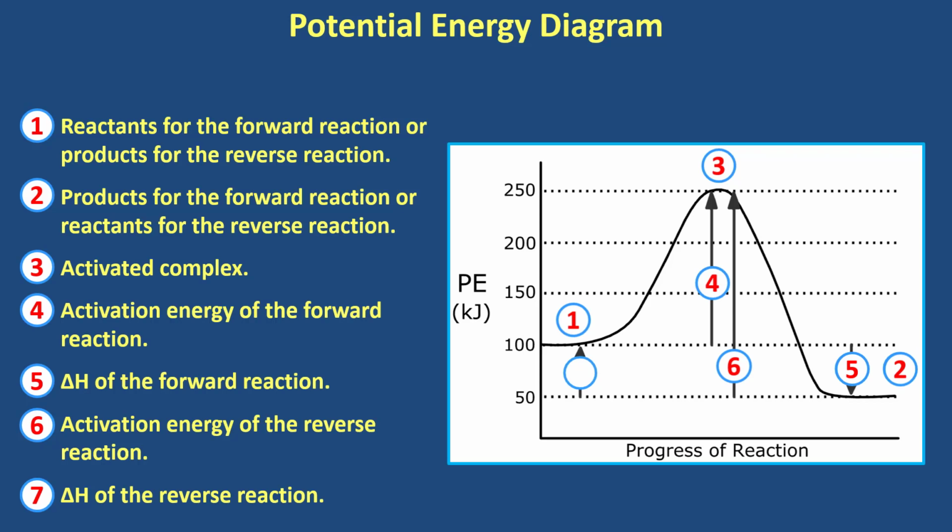And then, of course, the heat of reaction for the reverse reaction would be going from number 2 to number 1. And so that's our last little spot. And those are the different parts of the potential energy diagram.